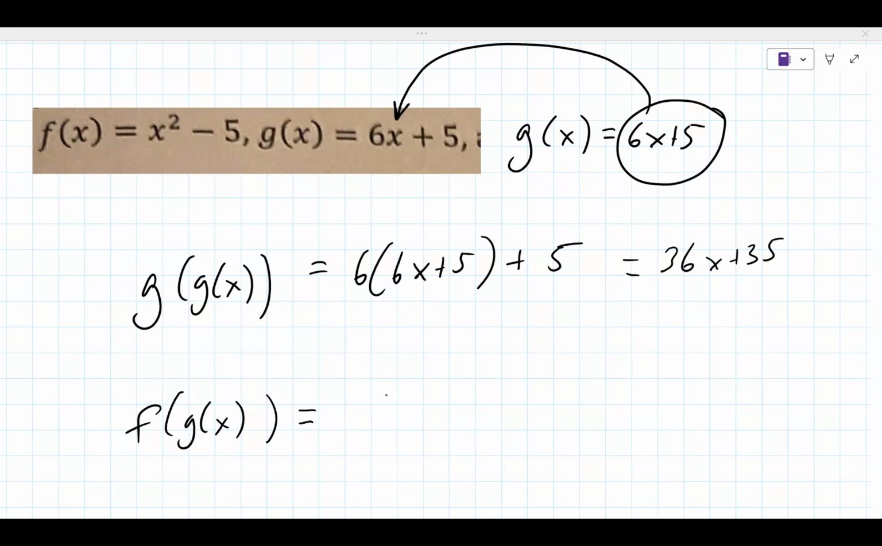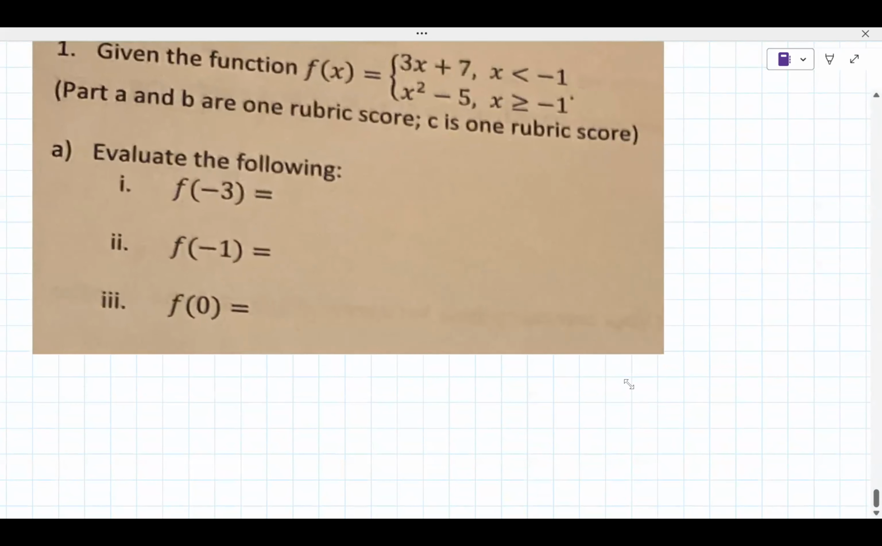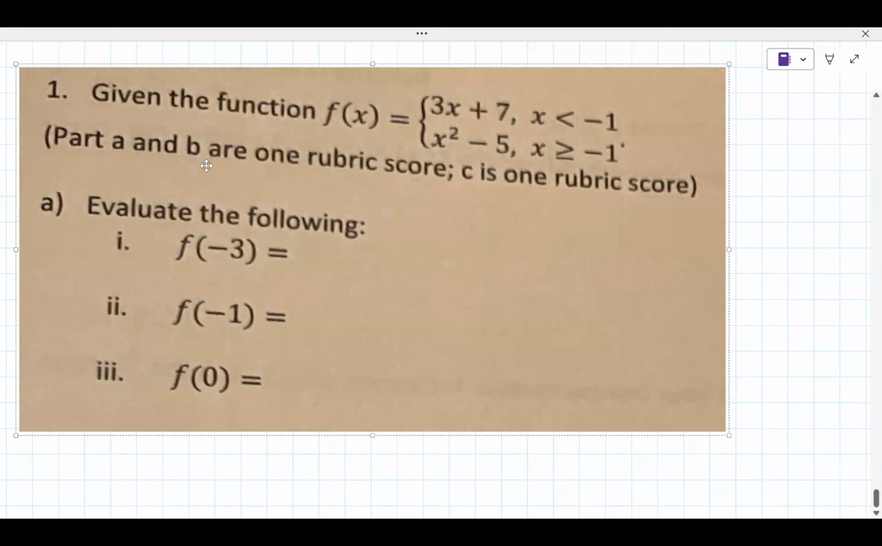36x squared plus 60x plus 20. Okay. All right. I feel like you got that down. Let's look at some other stuff on here. You got some piecewise stuff here that we should just briefly talk about.